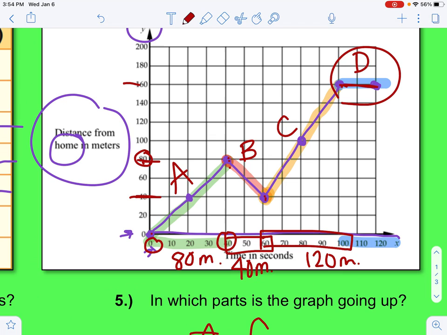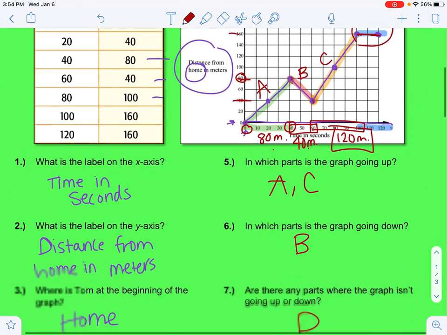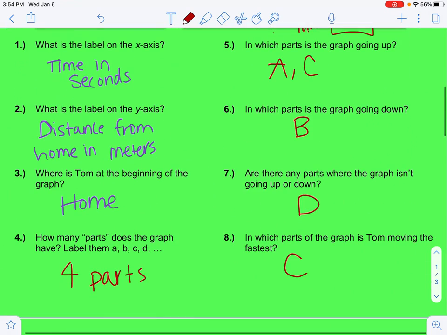Okay, so over that length of time, this number is obviously the biggest, right? 120 is bigger than 40 and bigger than 80. But our line is a lot steeper than it was at part A and part B. So Tom is moving the quickest at part C.